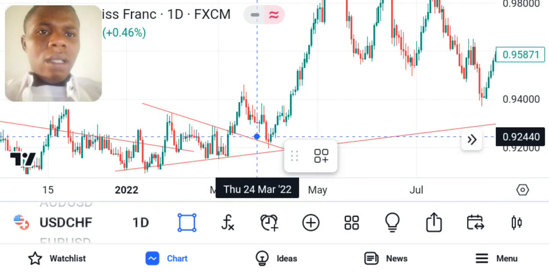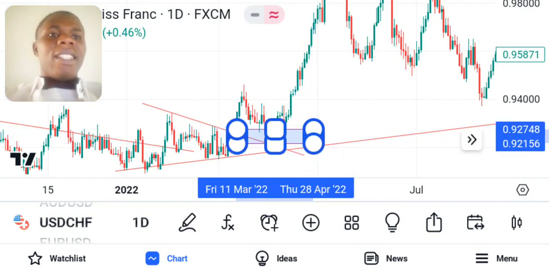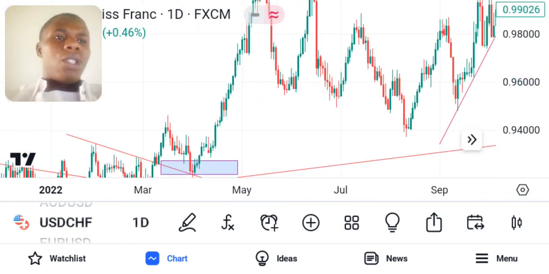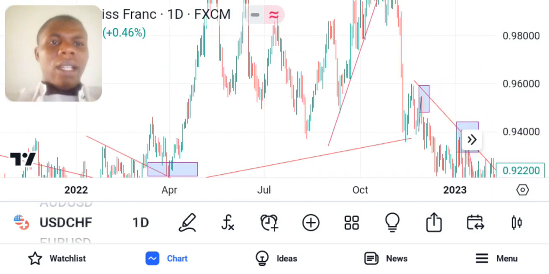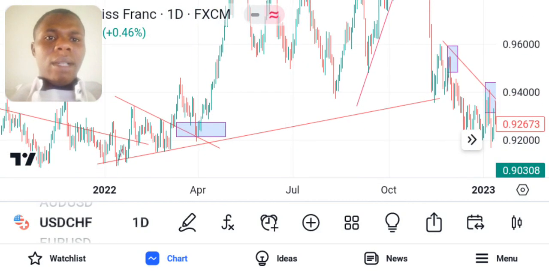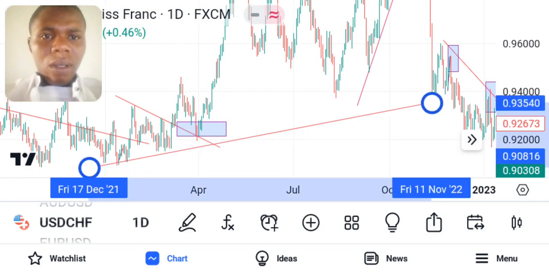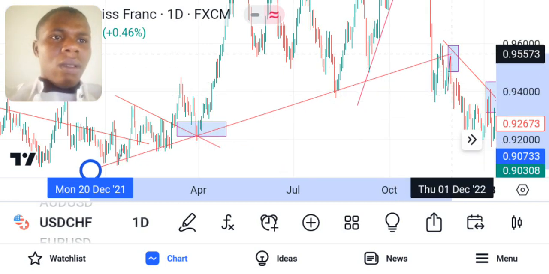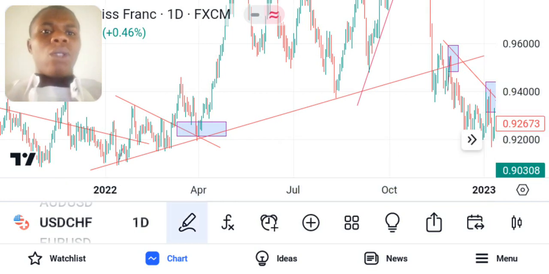This looks like a triangle. This is an entry for us to ride price to the upside. Now this trend line continued like that. The market actually came back to the zone here. It came back to the zone here. Let me draw this very well. See, price actually pulled back to the zone here.